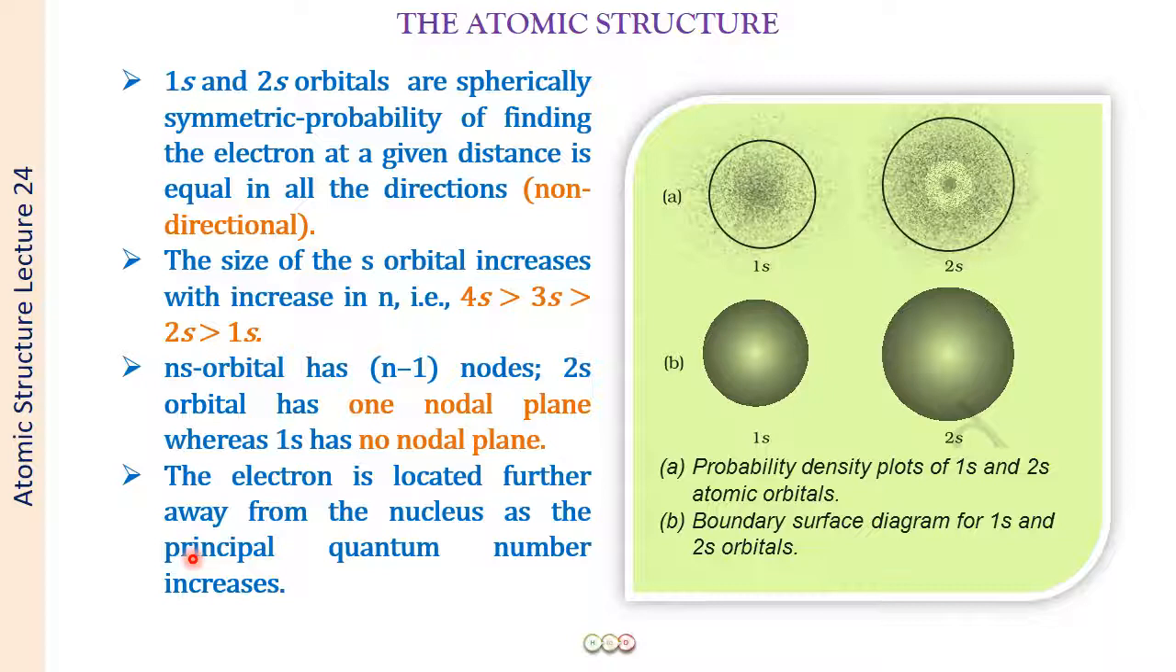I hope this all is clear to you, that we have the s orbitals which are spherical in shape, they are non-directional, the size is increasing with the increase in n, and the number of nodes for the s orbitals is going to be n minus 1. This is one of the questions which is frequently asked in the examination about the number of nodes in the various orbitals.